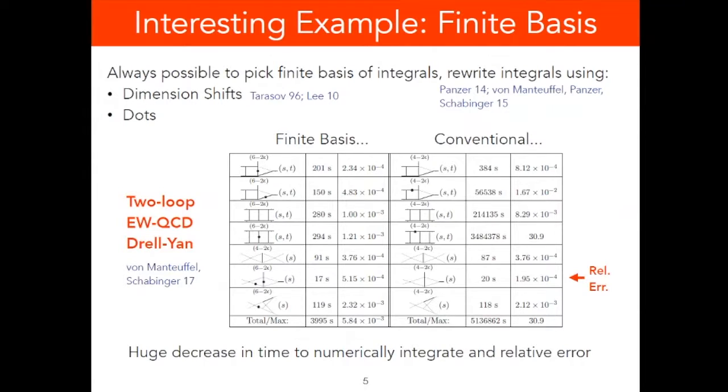where they just took a conventional integral basis, ran the Laporta algorithm, and saw what integrals it spits out with your lexicographic ordering. And what they see is there are some killer integrals for the numerics that take ridiculous amounts of time and don't really converge. And you have a huge problem trying to apply the numerical approach.